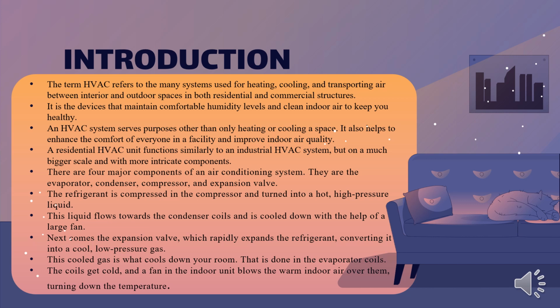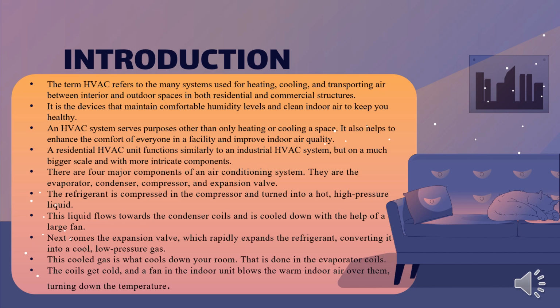A residential HVAC unit functions similarly to an industrial HVAC system, but on a much bigger scale and with more intricate components. There are four major components of an air conditioning system. They are the evaporator, condenser, compressor and expansion valve.